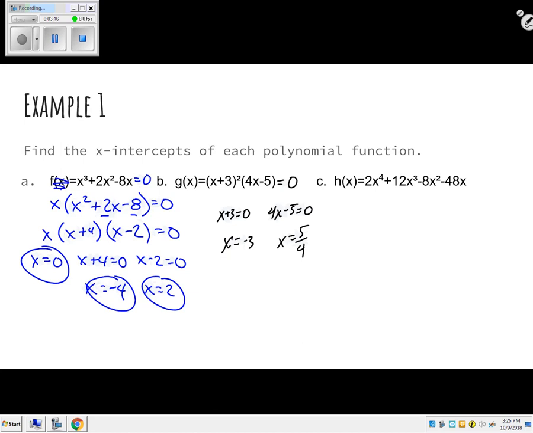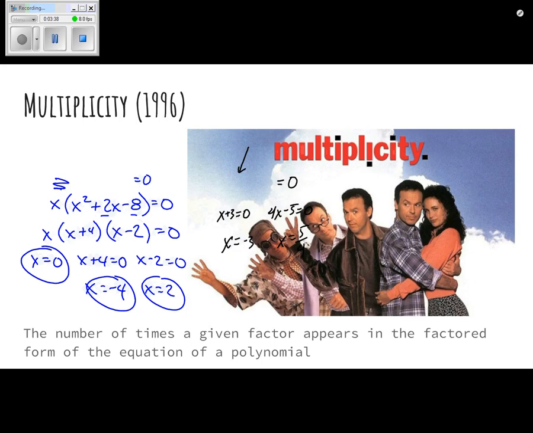Now, something special happens on this: I have it to the second power. Sorry, so that +2 that's being raised to a power, that's something that we've been seeing this word on the last couple of homeworks called multiplicity.